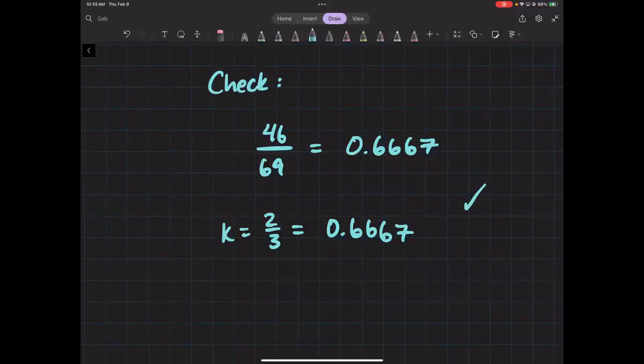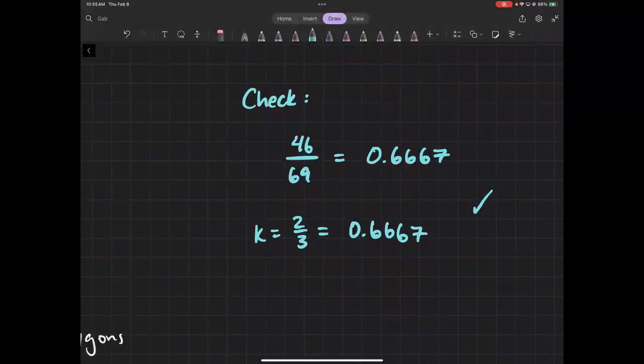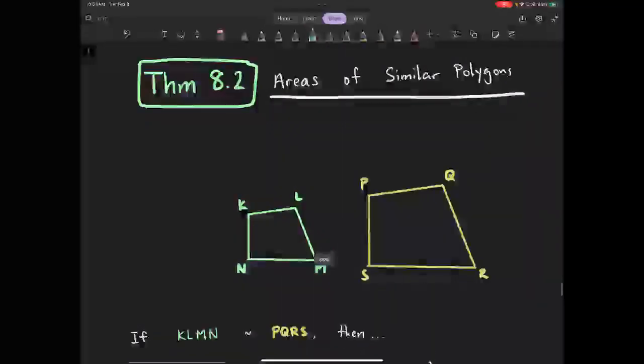Okay? In your homework, I don't require you to check it. It's a good idea to practice checking it just to see if you're doing it right. But in the test, I probably will want you to check it just in case. Okay, can I go on? Okay. Last theorem and last example.